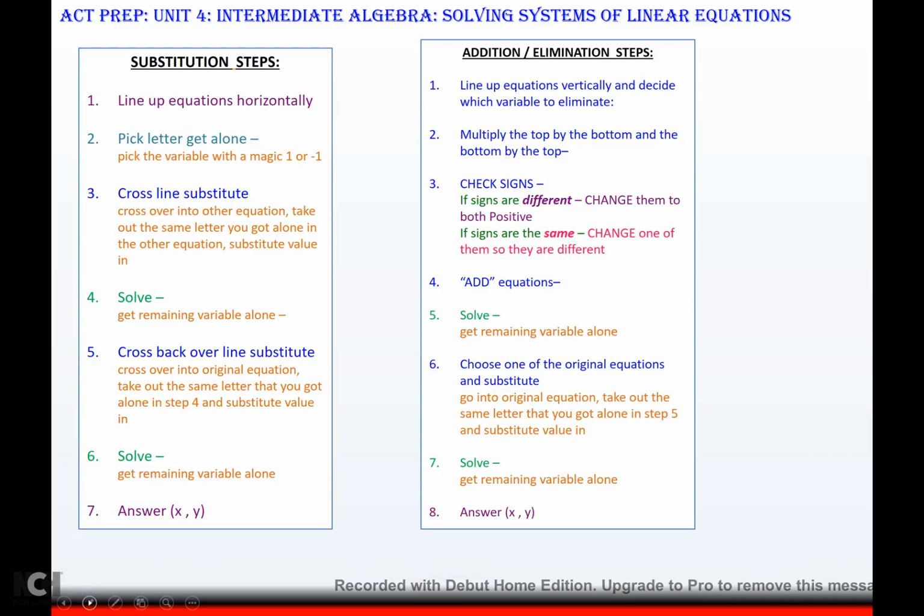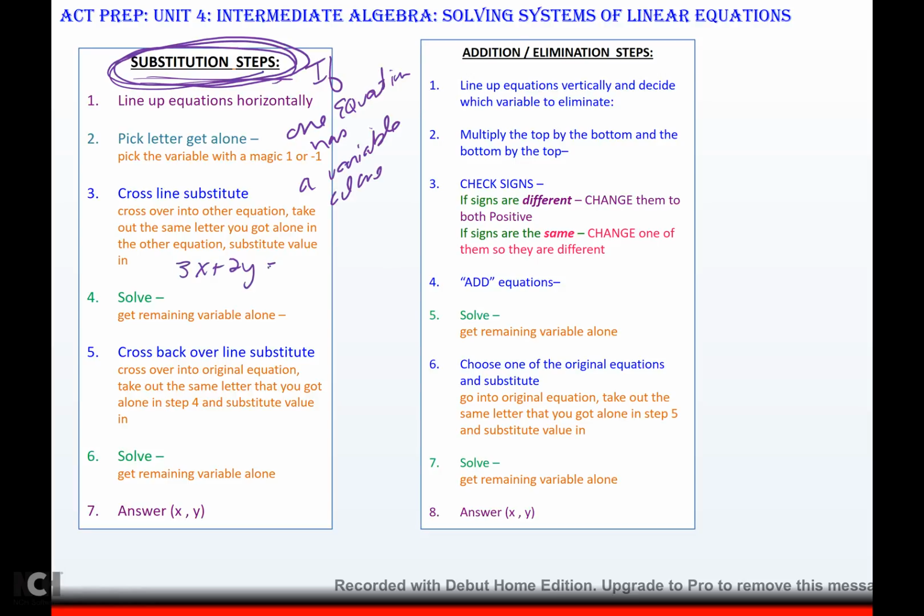Alright, so we have 2 other ways to solve a system. We have substitution, which, me personally, the only time I will ever use substitution is if one equation has a variable alone in it. Like if they gave me a system 3x plus 2y equals 7, and then they gave me another one that said y equals negative 5x plus 2. Since this one already has a y alone, then I would consider using substitution. But if they don't give me an equation that has a letter alone in it, I don't ever use substitution.